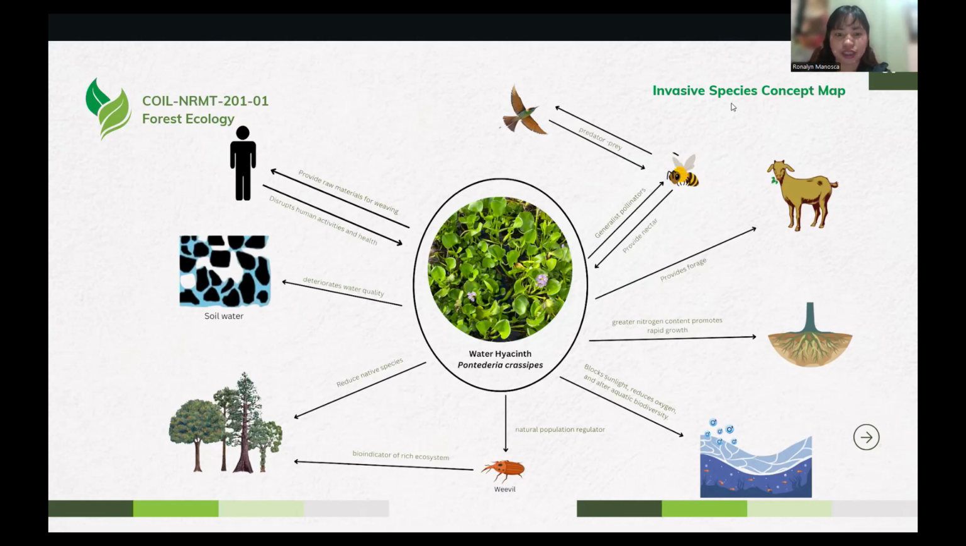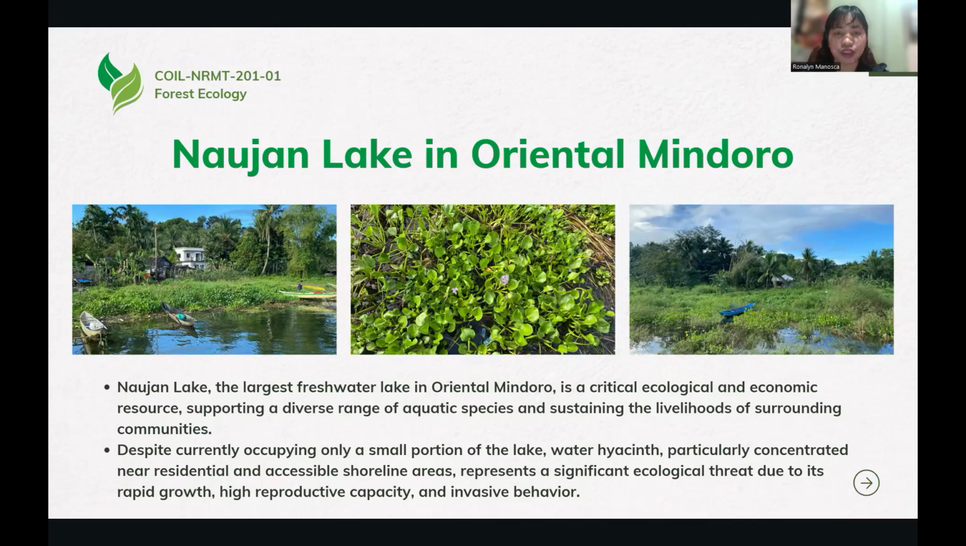Before we end our discussion, let us share some of our field observations on how water hyacinth is affecting some water bodies in the Philippines. Let me begin with Naujan Lake. It is the largest freshwater lake in Oriental Mindoro and a critical ecological and economic resource, supporting a diverse range of aquatic species and sustaining the livelihood of the surrounding communities.